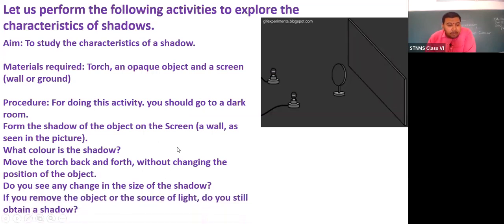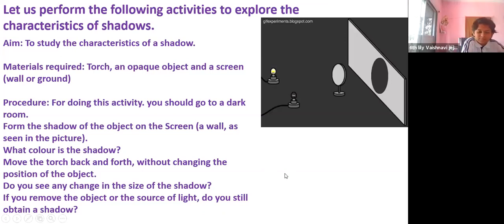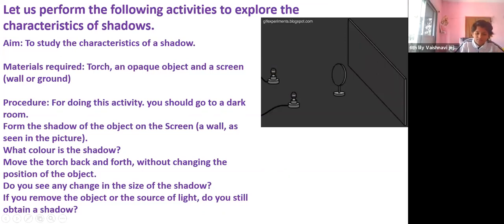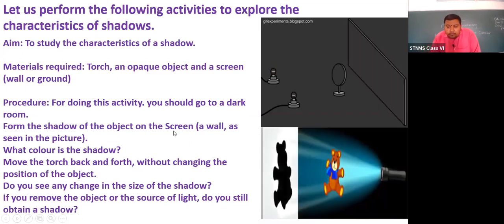If you remove the object or the source of light, do you still obtain a shadow? No. Because a screen or object and the light source, these three things are very much important for forming a shadow. If anyone is absent, shadow will not form. Okay? See this.